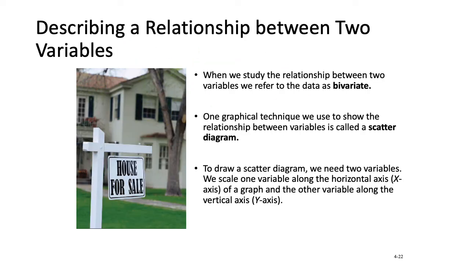The last part of this chapter looks at describing relationships between two variables. When we study the relationship between two variables, we refer to the data as bivariate.